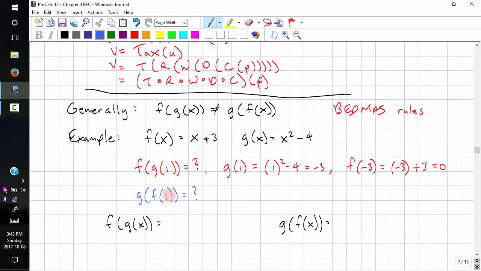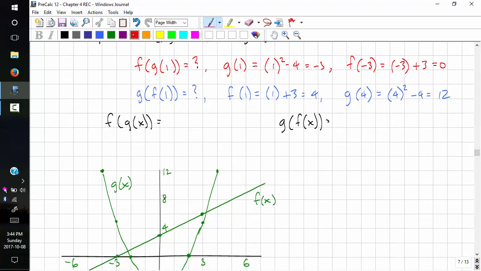Let's do this one now, g of f of 1. We do what's inside the bracket first, f of 1. We substitute 1 with brackets, plus 3. This equals 4. This becomes our input to our outer function. So we do g of 4. This is 4 in brackets, squared, minus 4. That's 16 minus 4, that's 12.